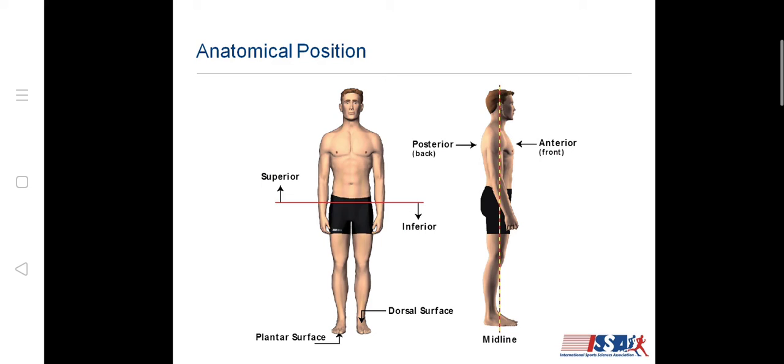Other anatomical terms that you should familiarize yourself with include superior, toward the head, inferior, toward the feet, anterior, toward the front, posterior, toward the back, medial, toward the midline, lateral, toward the side, proximal, closest to the center of the body, distal, furthest from the center of the body, origin, where a muscle originates from on the skeletal system, and insertion, where a muscle inserts on the skeletal system.